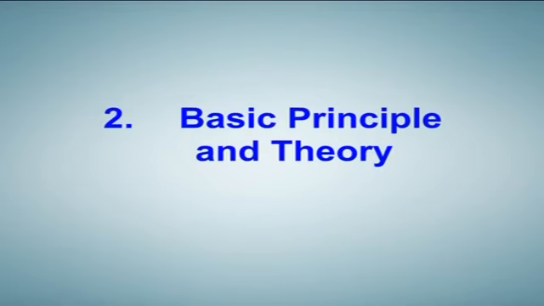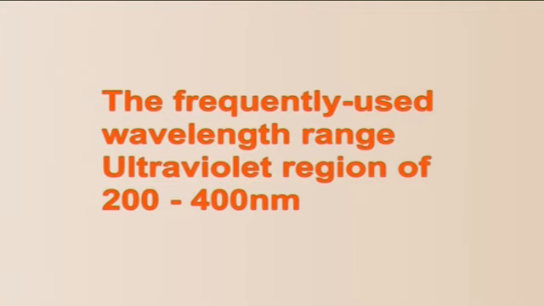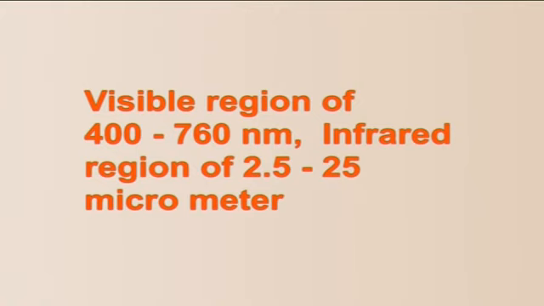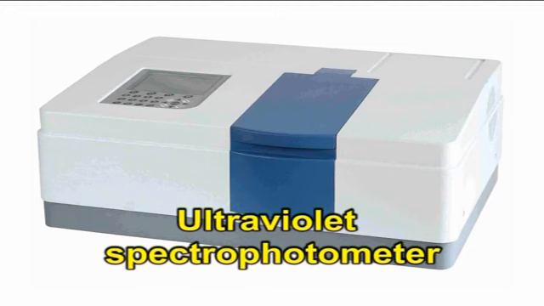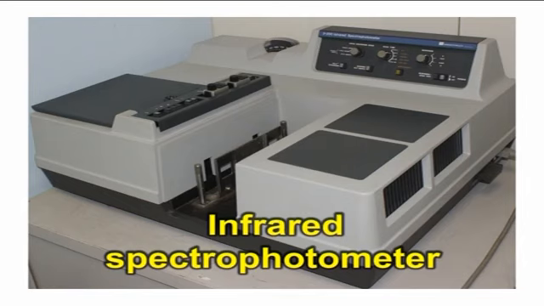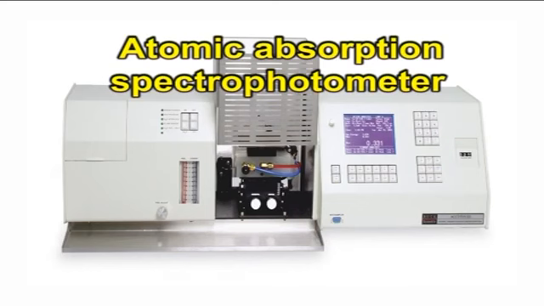Basic principle and theory. Spectrophotometric law conducts the qualitative and quantitative analysis of material by measuring the absorbance of the measured material in specific wavelengths. The frequently used wavelength range: ultraviolet region of 200 to 400 nanometer, visible region of 400 to 760 nanometer, infrared region of 2.5 to 25 micrometer. On the basis of the different spectral region, the instruments are classified as follows: ultraviolet spectrophotometer, UV visible spectrophotometer, infrared spectrophotometer and atomic absorption spectrophotometer.